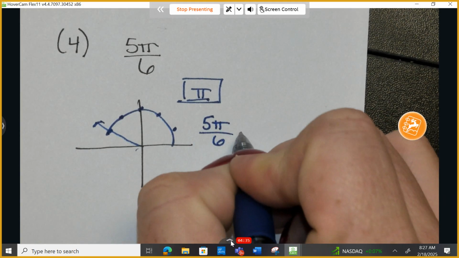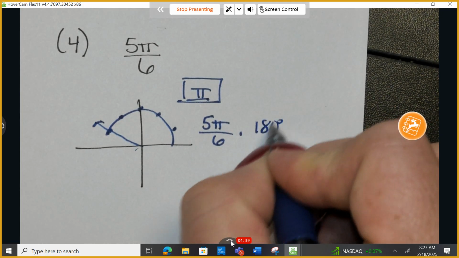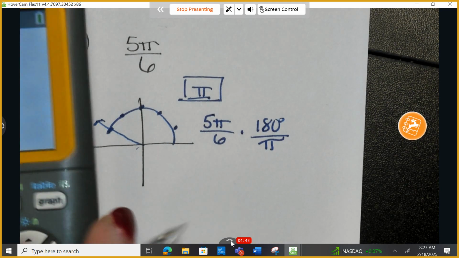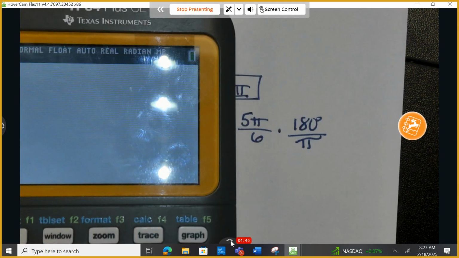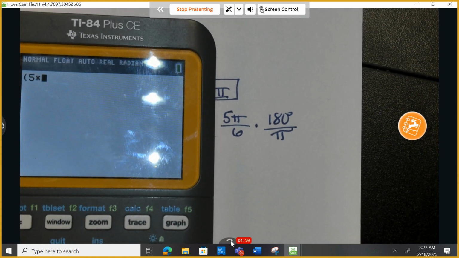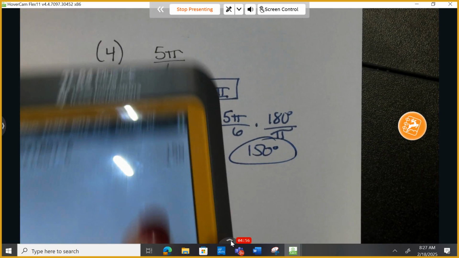So when the pi is on top, I need to multiply it by not pi over 180, but 180 over pi. So I know that when I do this, the pi's, you may think of them as canceling, really they're going to be reduced. And so I'm going to take my calculator right now, and I'm going to take 5 times 180, and then I'm going to divide it by 6. And we can see that is equivalent to 150 degrees.